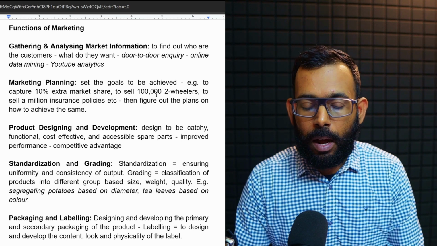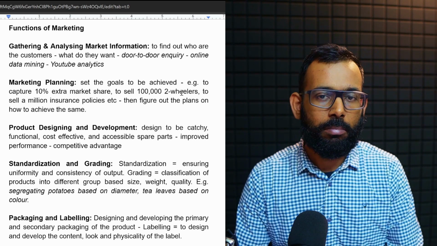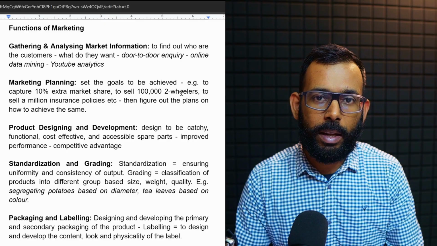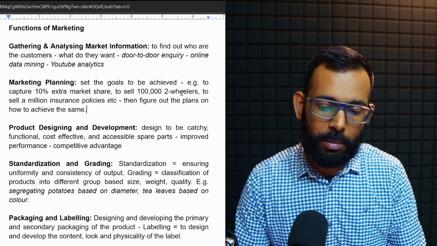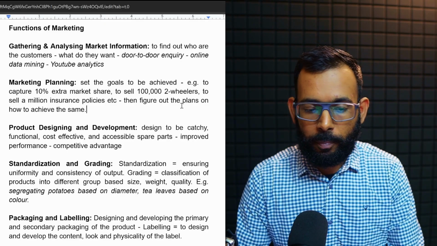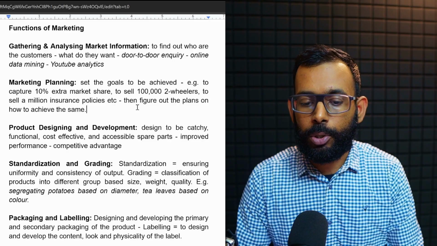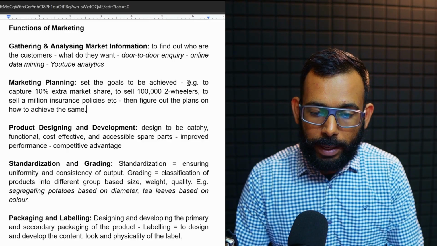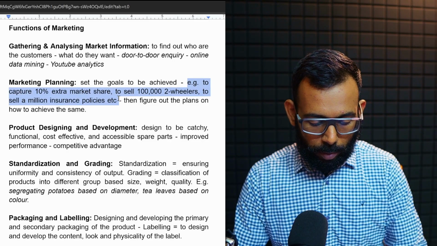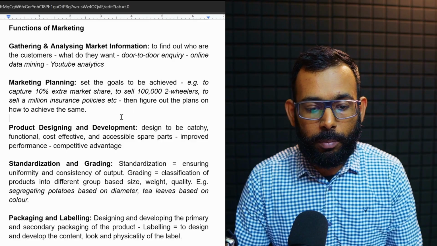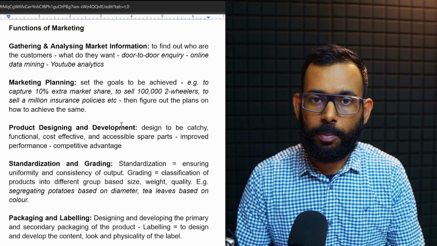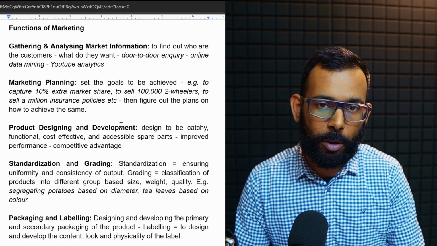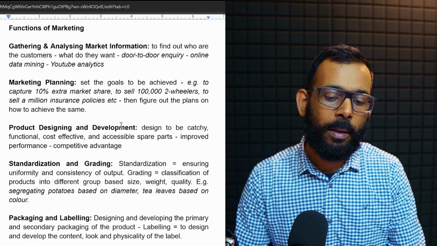Next, to sell 100,000 two-wheelers. Again, two-wheeler motor companies are there. So you can have that as a monthly goal or a quarterly goal. And then to sell 1 million insurance policies. So these are all examples that you can see. In this 1 year, I should be able to sell 1 million life insurance policies, or business insurance policies, or vehicle insurance policies.